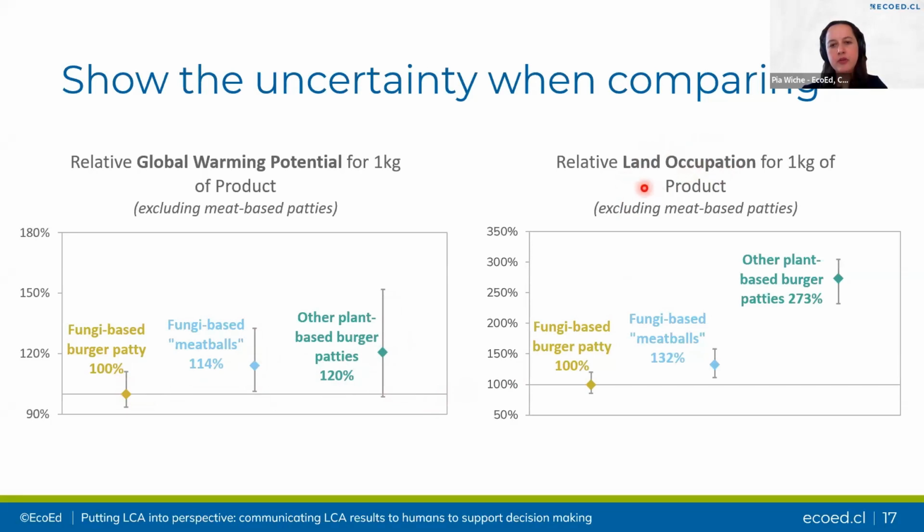But in the second graph, if we look at land occupation for a kilogram of product, then it's very clear. Here we don't really have a ton of uncertainty, or at least the bars don't overlap. So you can actually see that the products that we were analyzing do use less land than other plant-based products in the same category.